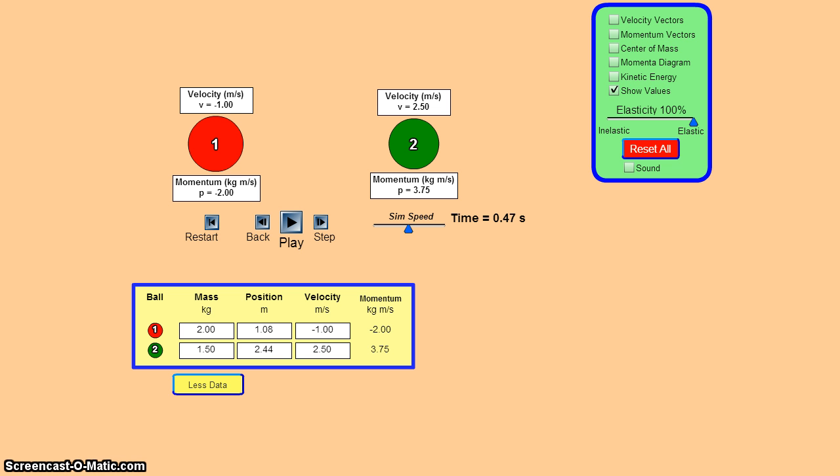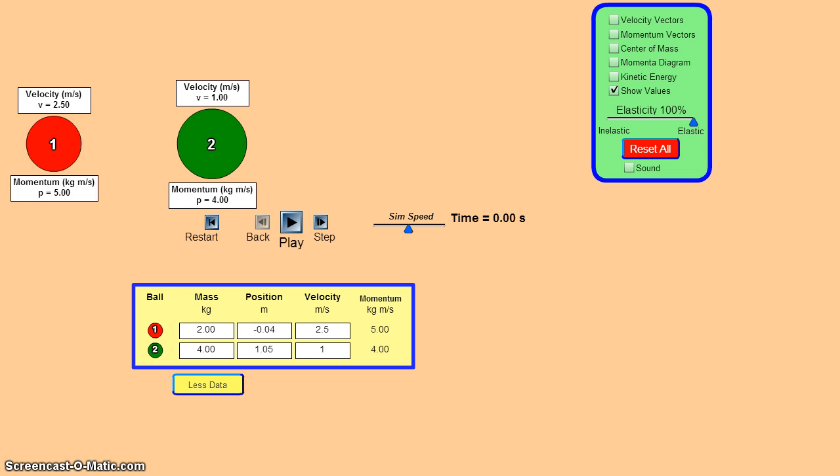This next simulation will demonstrate the third situation for conservation of momentum, when both objects are moving in the same direction and have different speeds that allow for one object to catch up and collide with the other. The mass of Object 1 will be set to 2 kilograms with a velocity of 2.5 meters per second. The mass of Object 2 will be 4 kilograms with a velocity of 1 meter per second. Both objects will move in the same direction. The total momentum of the system is 9.